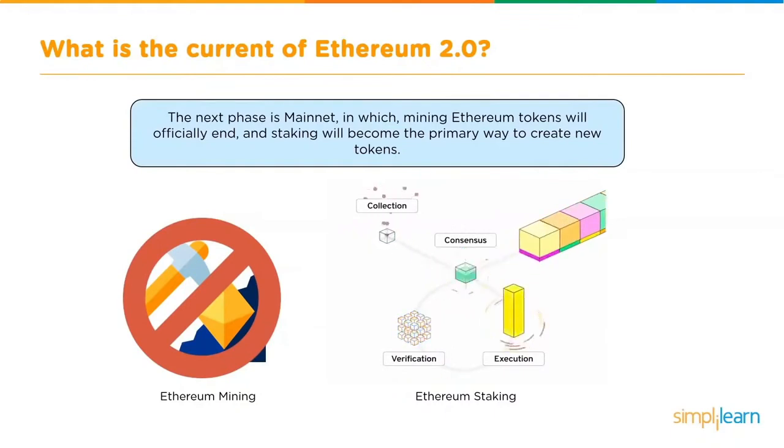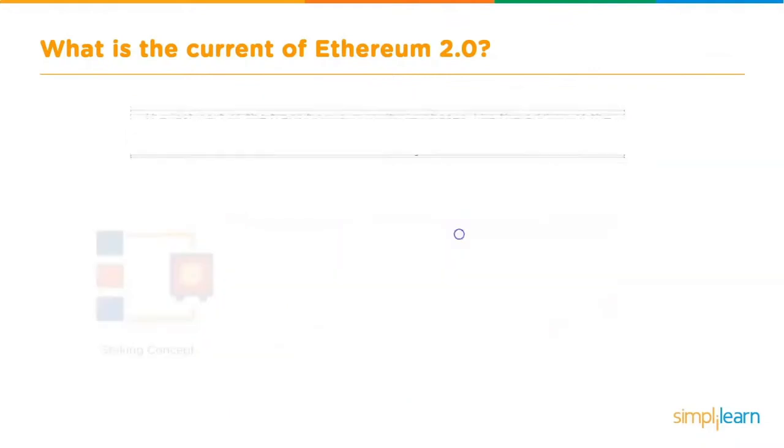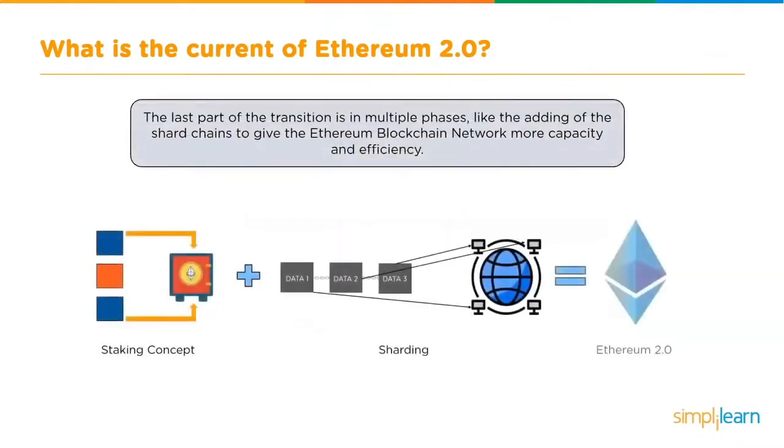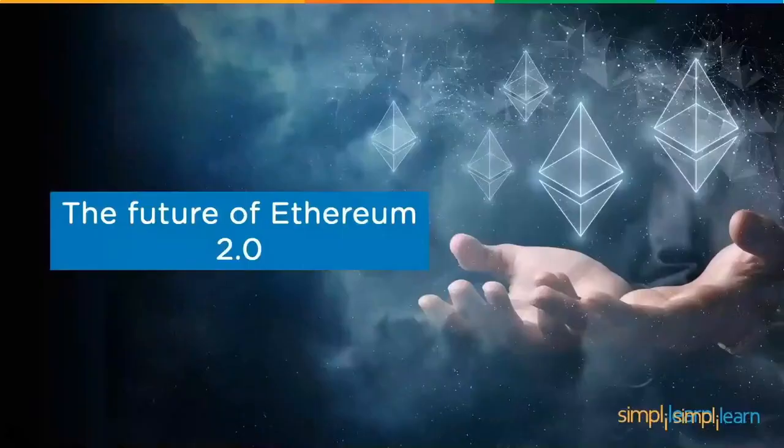The last part of the transition is expected to unfold in multiple phases, like adding the shard chains to give the Ethereum blockchain network more capacity and efficiency to handle all of the demand and increase transactions per second. Although it has been a long road and there is still a good deal of uncertainty around the timing, the Ethereum developers do seem to be motivated and on their way to completing the whole transition. So, what is the future of Ethereum 2.0?